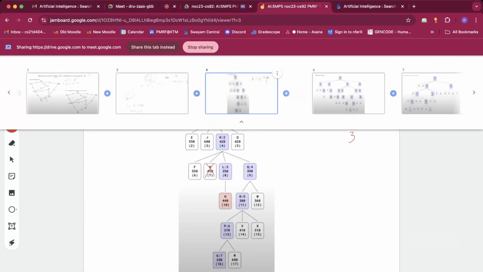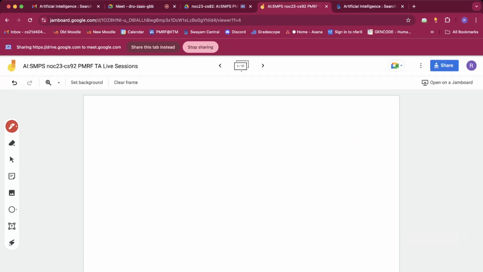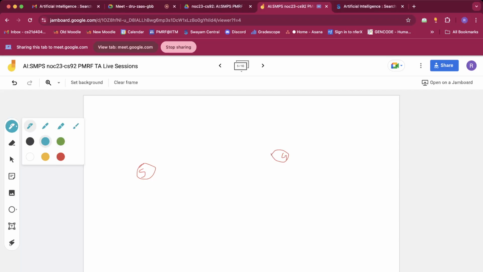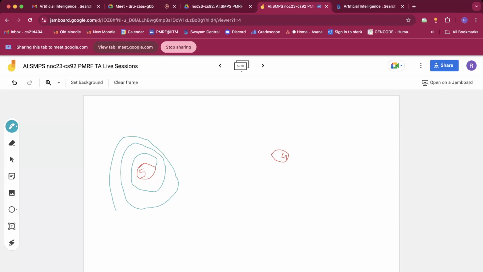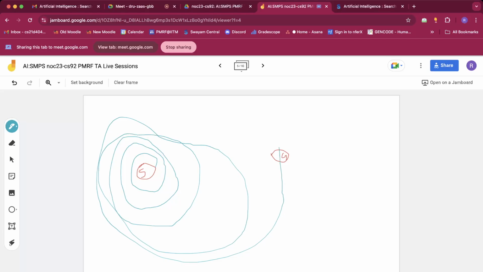So just to give an intuition of what we are going to do over here. Usually when we had to go from the start node to the goal node using a breadth first approach, we used to explore the neighborhood, and we used to go in this neighborhood exploration manner until we reach the goal node.